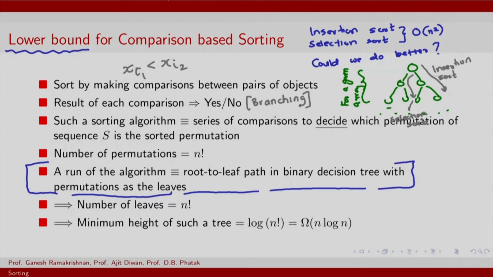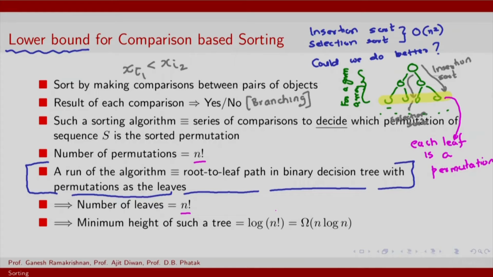So what sits at the leaves? At each leaf of the permutation tree, what you have is the permutation. The number of permutations is n factorial, therefore we have n factorial leaves. The number of leaves is n factorial because the number of permutations happens to be n factorial. Now what is the minimum height of such a tree?